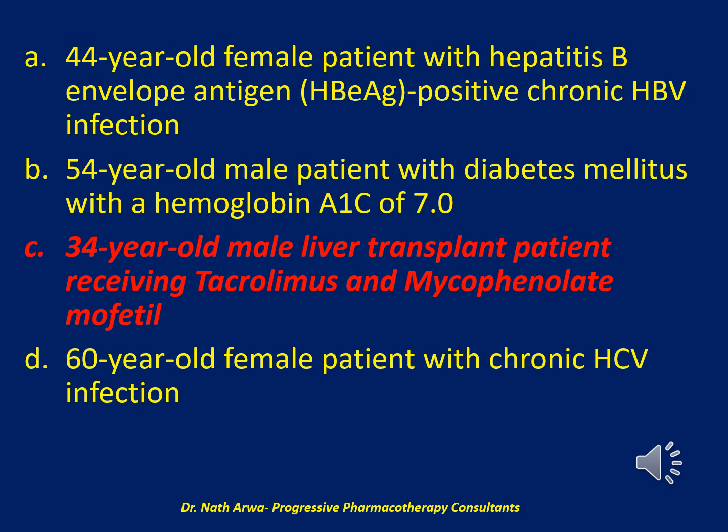And the correct answer is C. A 34-year-old male liver transplant patient receiving tacrolimus and mycophenolate mofetil. Chronic HEV is uncommon in the United States but is thought to be the most common cause of acute hepatitis worldwide. Although it usually causes a short-term, acute infection, patients who are chronically immunosuppressed who are exposed to HEV can develop a chronic infection. That makes answer C correct.